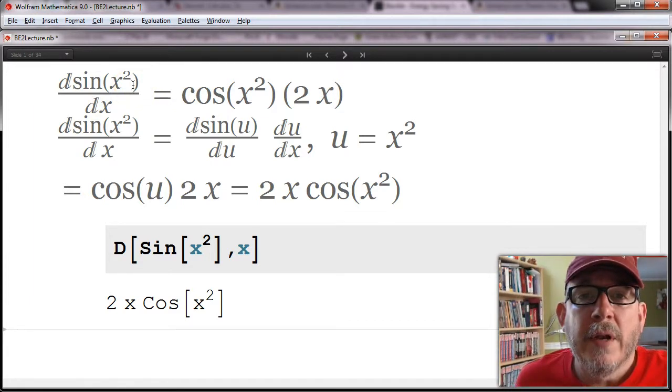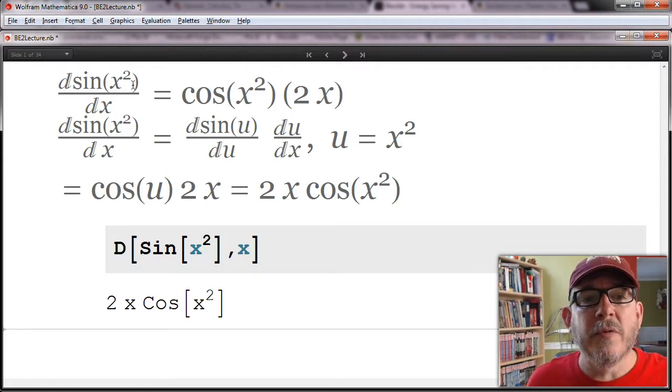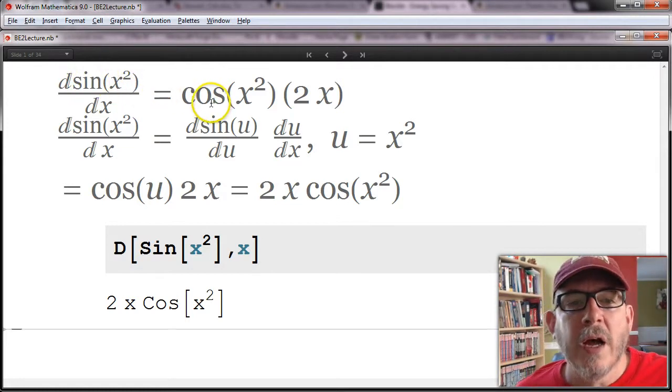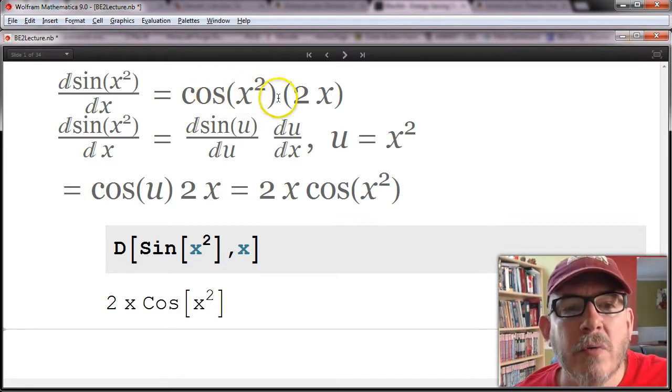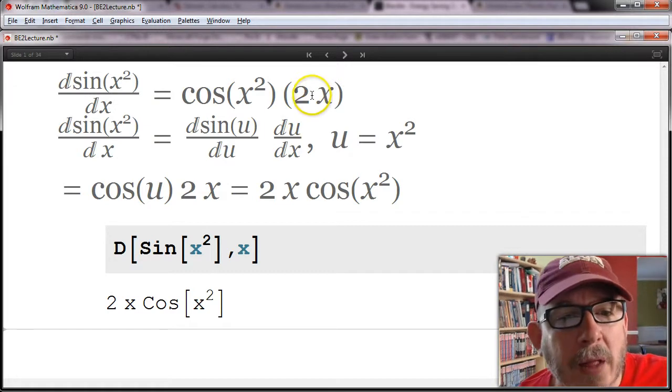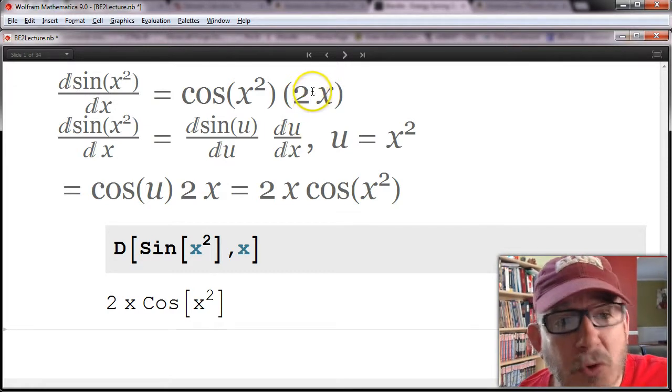I don't know, you might have memorized it as the derivative of the outside times the derivative of the inside. So you take the derivative of the sine and you get cosine, and you leave the inside alone, times the derivative of the inside, which is x squared, and you take that derivative and it's 2x.